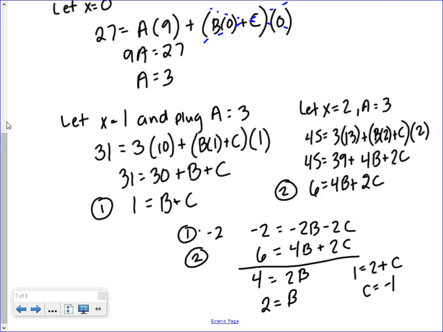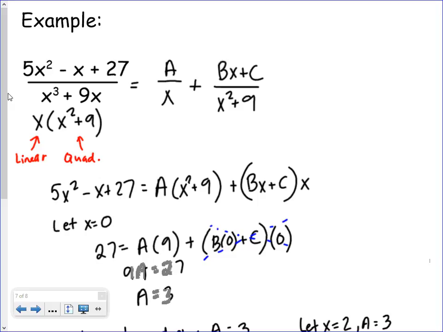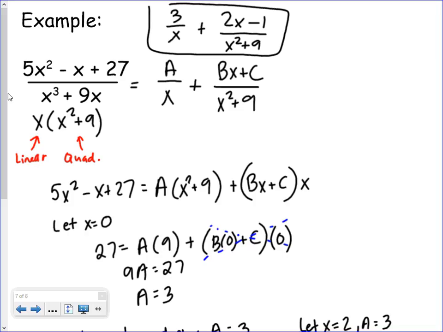Okay, now these two, B and C, will be part of my linear factor that's in my numerator. So when I plug it in to the original, I'll say, what did we say A was? 3? 3 over x plus 2x minus 1 over x squared plus 9 equal to that other expression.